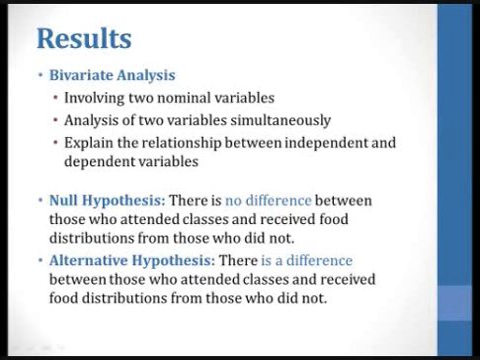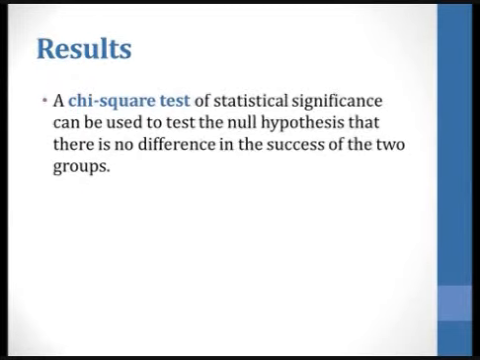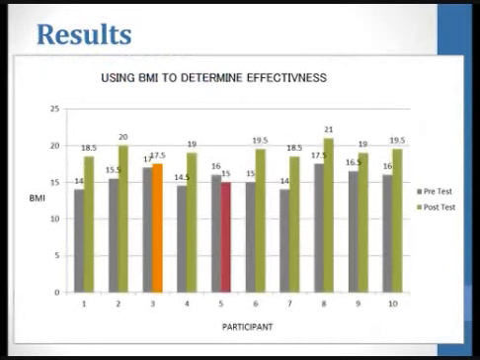Based on the data analysis result, we can tell that there is difference between those who attended and those who did not attend. Based on our nominal variables, a chi-square test of statistical significance can be used to test the null hypothesis that there is no difference in the success of the two groups. Our data, as illustrated by Graph 1, reveals the relationship between change in BMI prior to intervention and following. The objective was to have 50 or more % of participants utilize both food distribution and education classes as a means to better their health status. We used BMI as an overall indicator of health status because it's easily calculated.